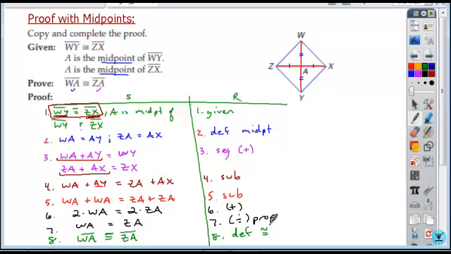It also allows you to justify using the common notion that things that coincide are equal to each other.